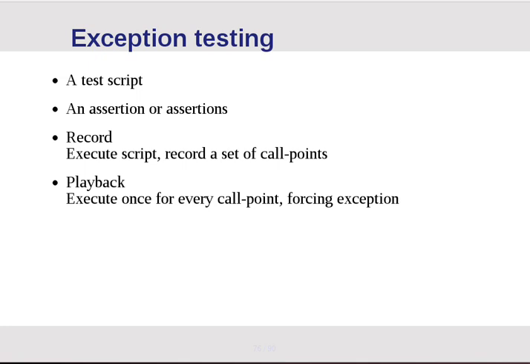And there are a few elements in exception testing. You have a test script, something that puts the method through its paces. You have some assertion about its behavior when exceptions are thrown. So, for instance, an assertion that says that it supports the strong guarantee, where it will either succeed or be rolled back. And then you have a record phase and a playback phase.